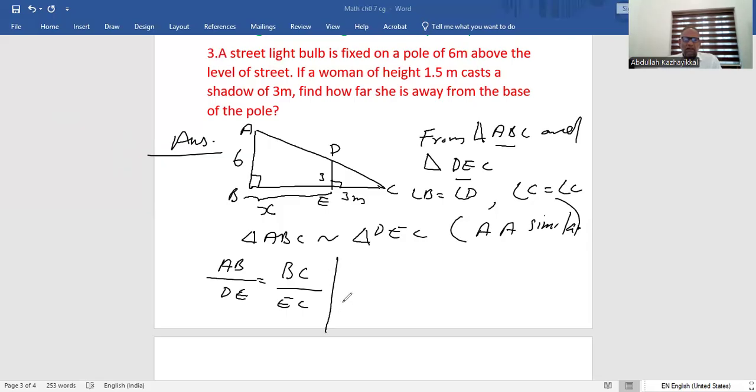So how much is that? AB by DE, can I say 6 by 3? AB by DE is equal to 6 by 3. Yes. Now what is BC? BC is x plus 3. Be careful that x plus 3 by EC is 3. From here we can solve this one. x plus 3 is equal to, what is this by 3? No need to carry in this one.